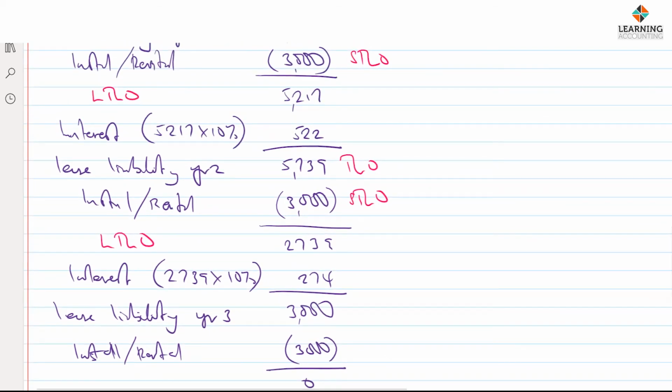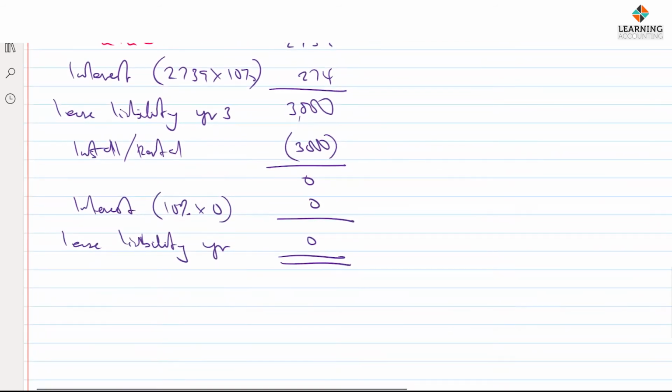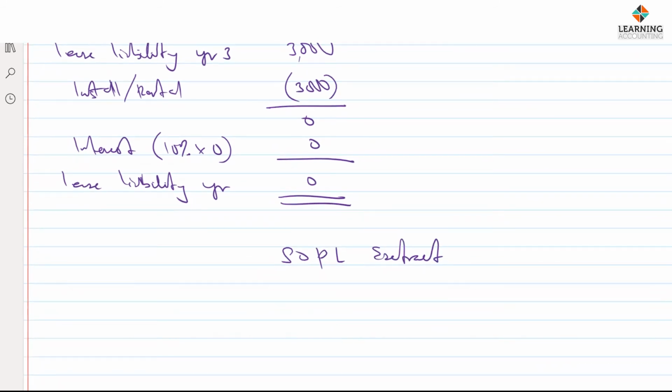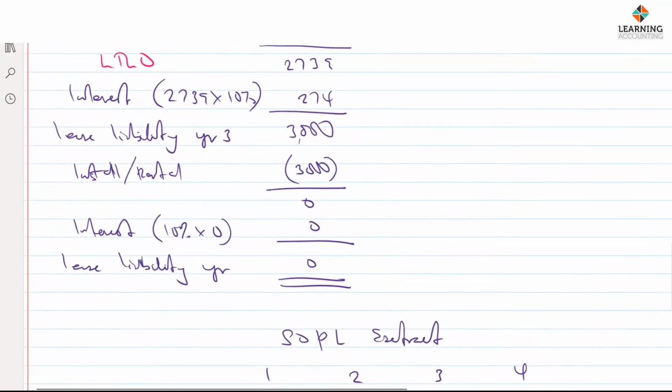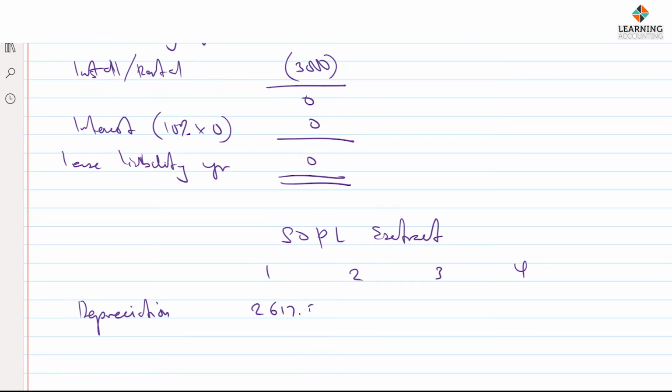So again, just like we did in the previous session, we can show the extract of what goes to the profit or loss in terms of the extract. And we're going to have here 1, 2, 3, and 4. Depreciation. We have 2617.5, 2617.5, 2617.5, 2617.5, and 2617.5.